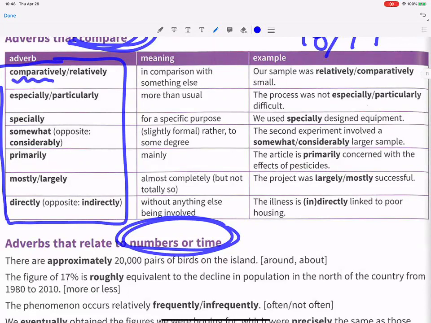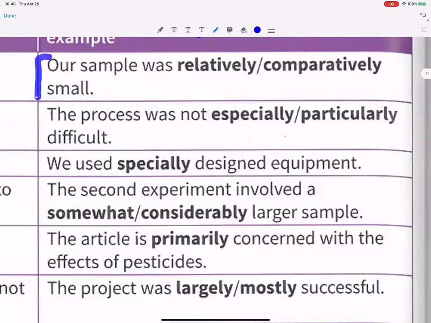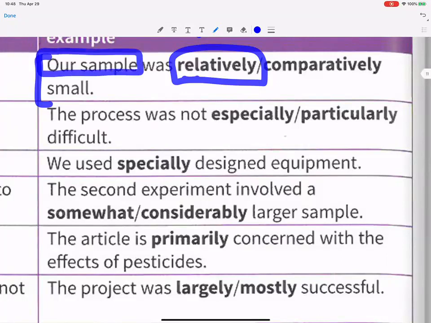Comparatively, relatively, in comparison with something else. Our sample was relatively small. But what is compared here? Compared to the whole, like a sample of people for research, or a sample of food, just a portion.